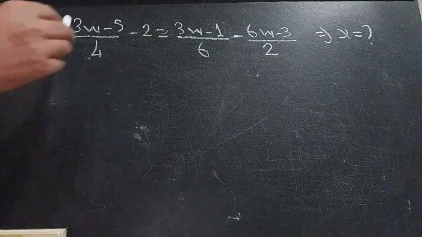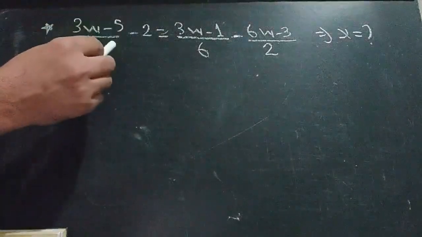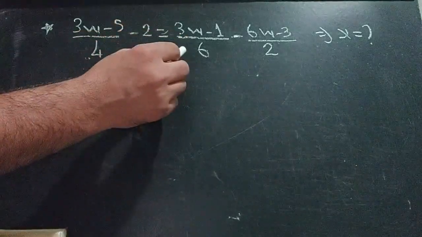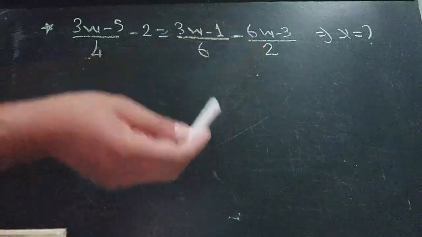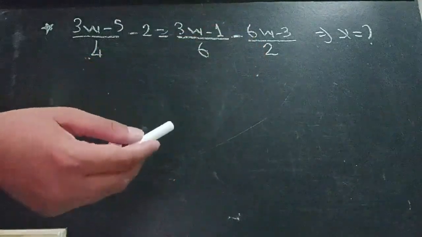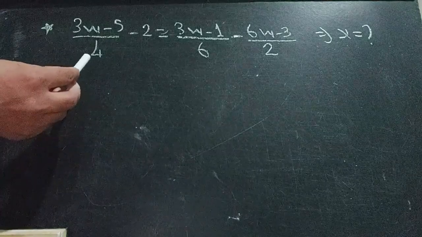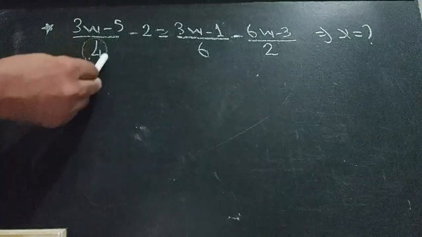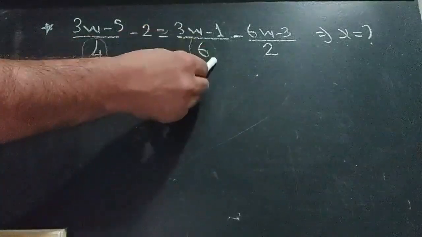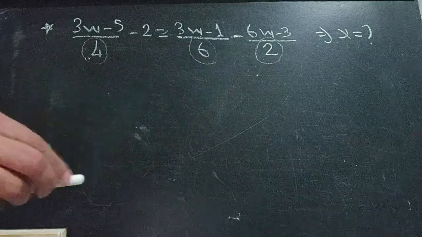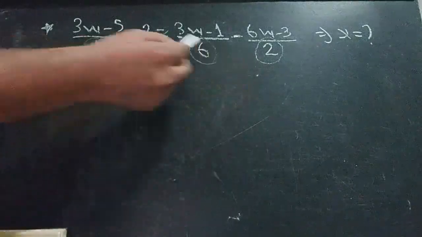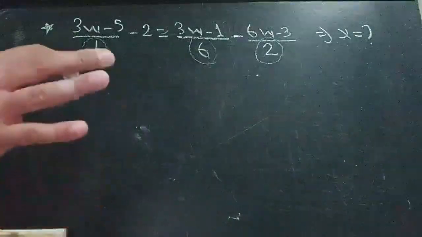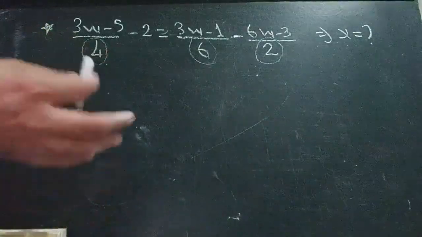Alright, now next question is 3w minus 5 over 4 minus 2 equals to 3w minus 1 over 6 minus 6w minus 3 over 2. So remember what I told you. I solved one similar question about that. You are going to check LCM of this denominator, and this denominator. What is the LCM of 2, 4 and 6? Yes, 12. I can hear someone saying 12. That's why I said yes, 12.